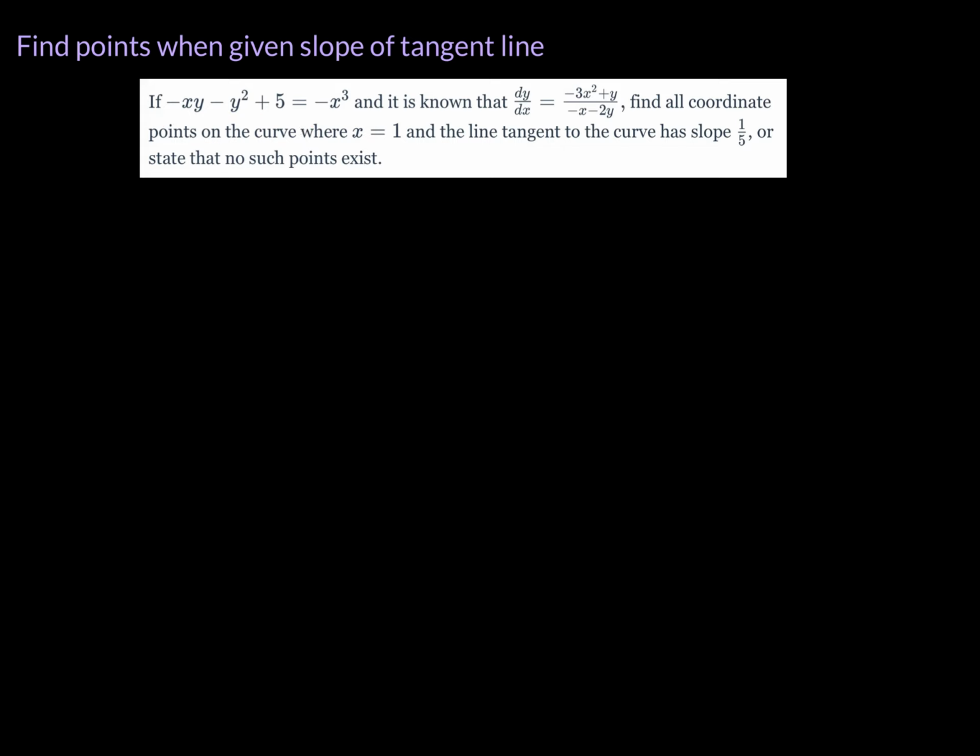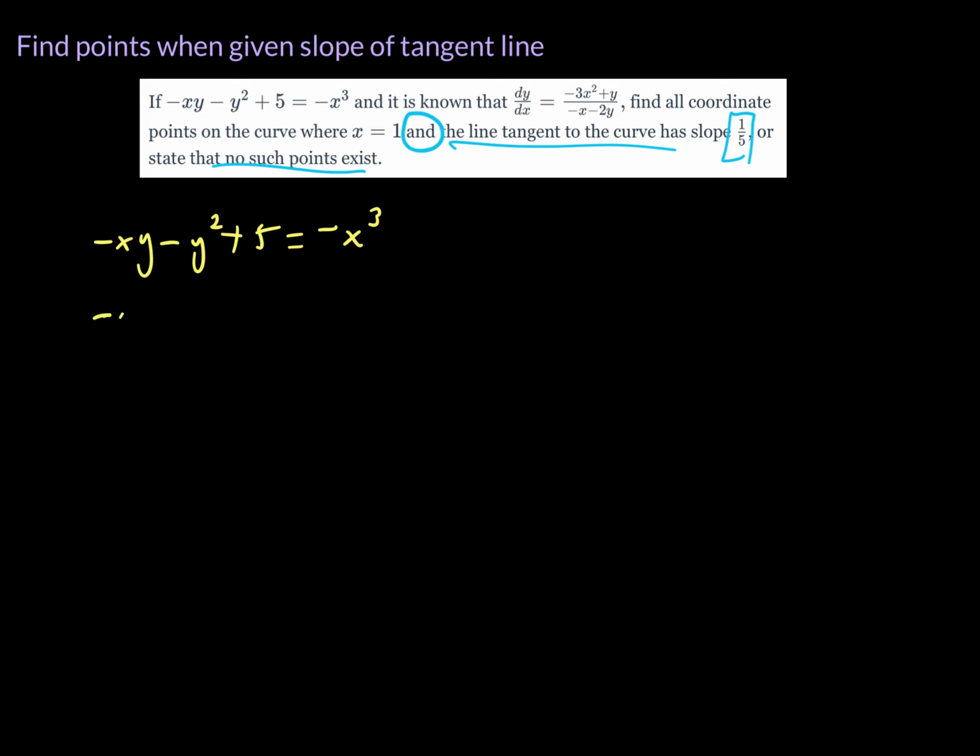But not only do we want to find those, it says we want to find the tangent line to the curve that has a slope of 1/5. And if no points exist, they do not exist. What I want to do first is take my equation, this curve right here, plug in x equals 1, and see what happens. I want to see what y coordinates we have.